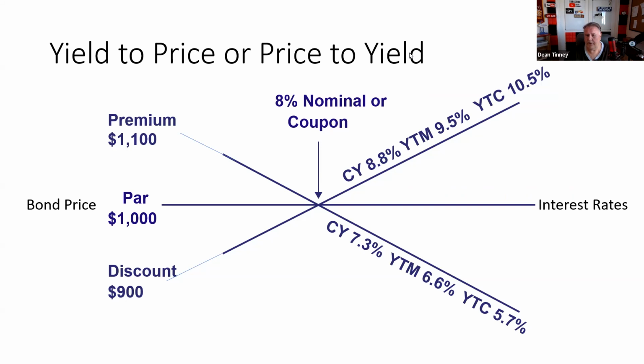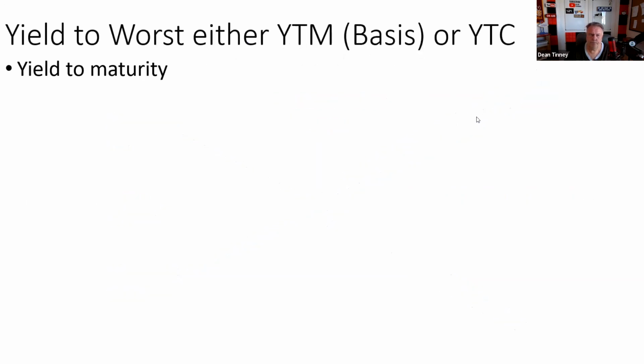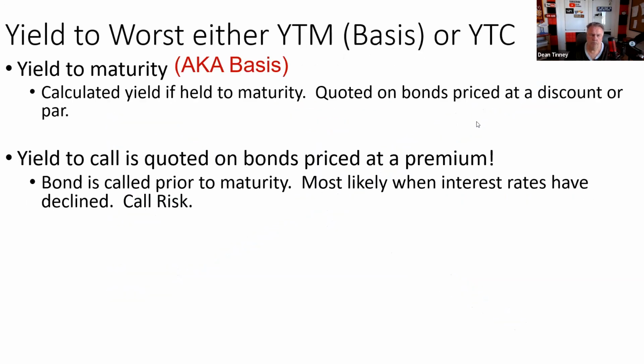Any question on the teeter-totter before we move on? Very testable. We said we quote yield the worst, right? The lowest yield the customer could expect. And so that means if it's a bond at a discount or par, we quote yield to maturity. Fancy word for yield to maturity is basis. And we said test question. TQ just means test question.